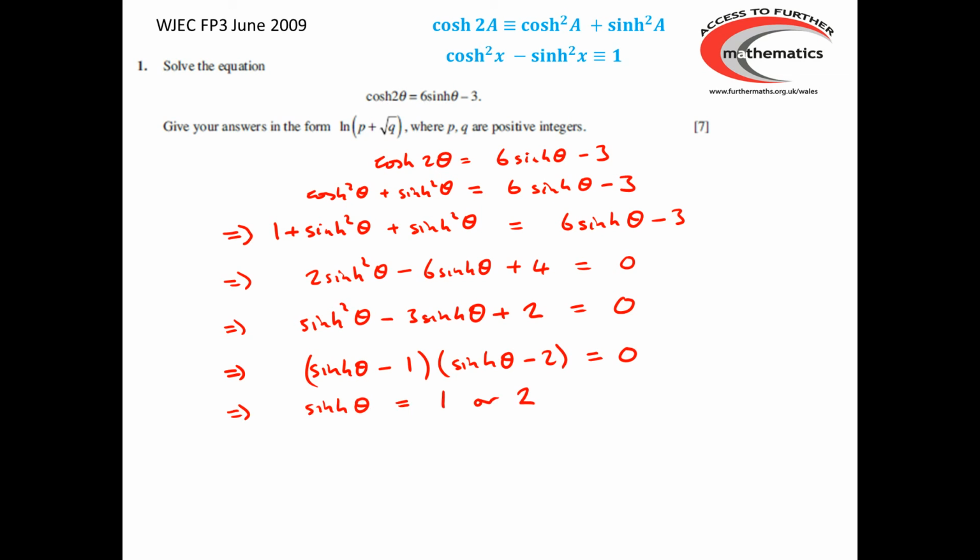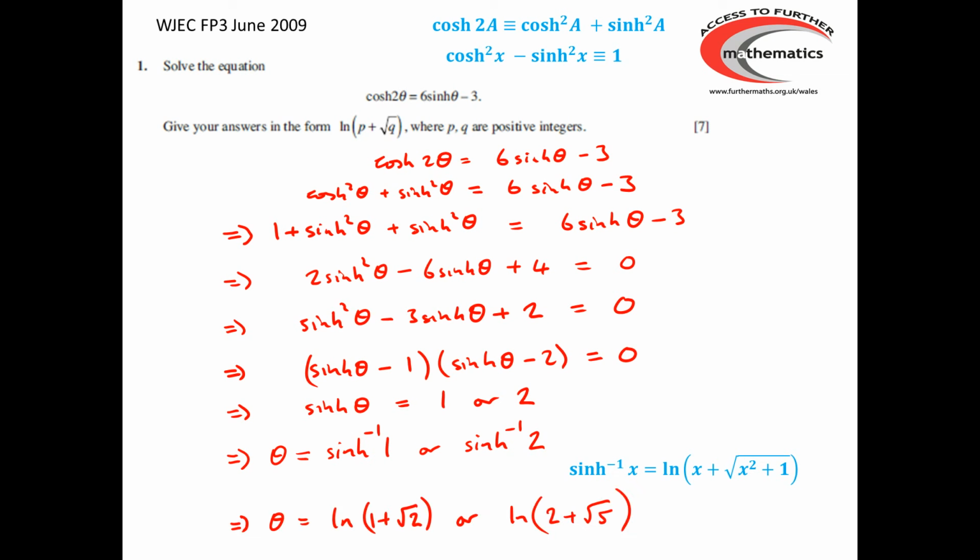So we've got sinh theta must be 1 or 2, which means that theta must be sinh to the minus 1 of 1 or sinh to the minus 1 of 2. But we know that there are the logarithmic forms for sinh to the minus 1 of x. So sinh to the minus 1 of x is ln of x plus root of x squared plus 1. So we can say that theta is either going to be the ln of 1 plus root 2 or ln of 2 plus root 5.